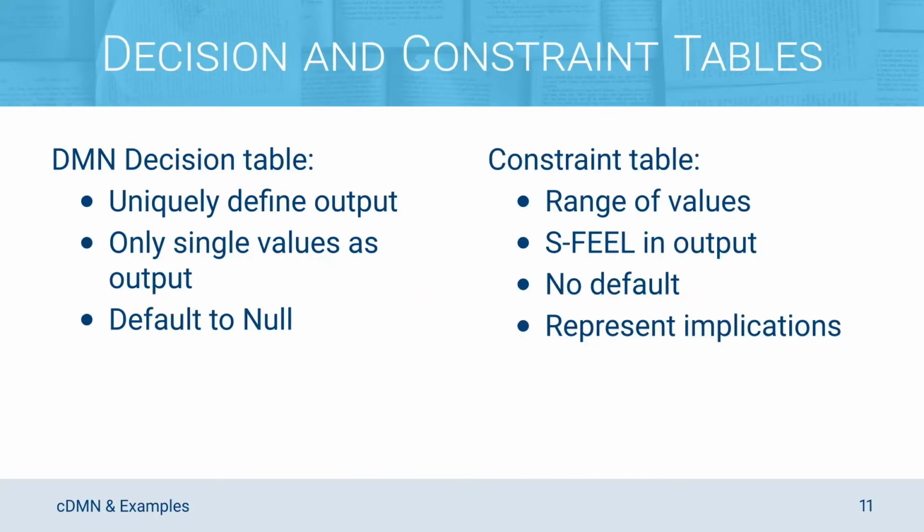Then we also add constraint tables. So in normal DMN, a decision table, as I've shown earlier, has the following characteristics. It uniquely defines the output.